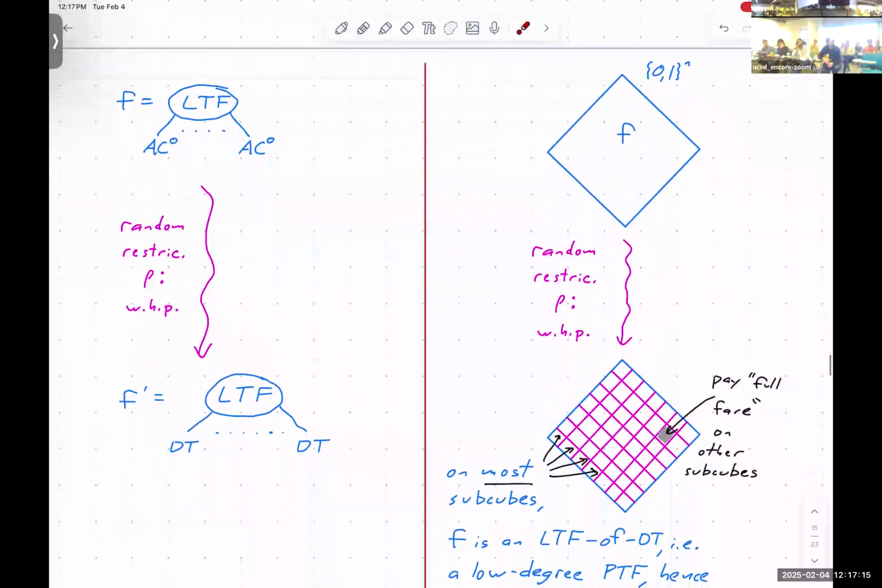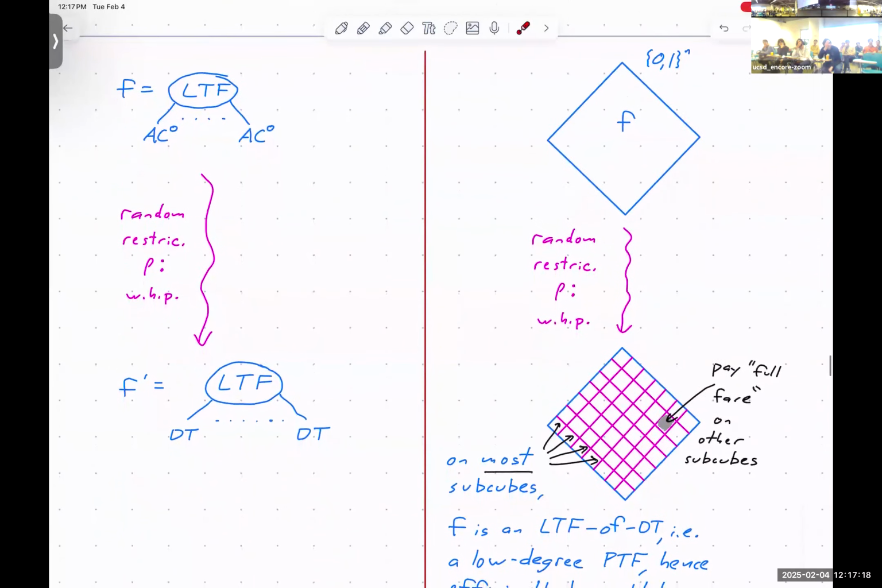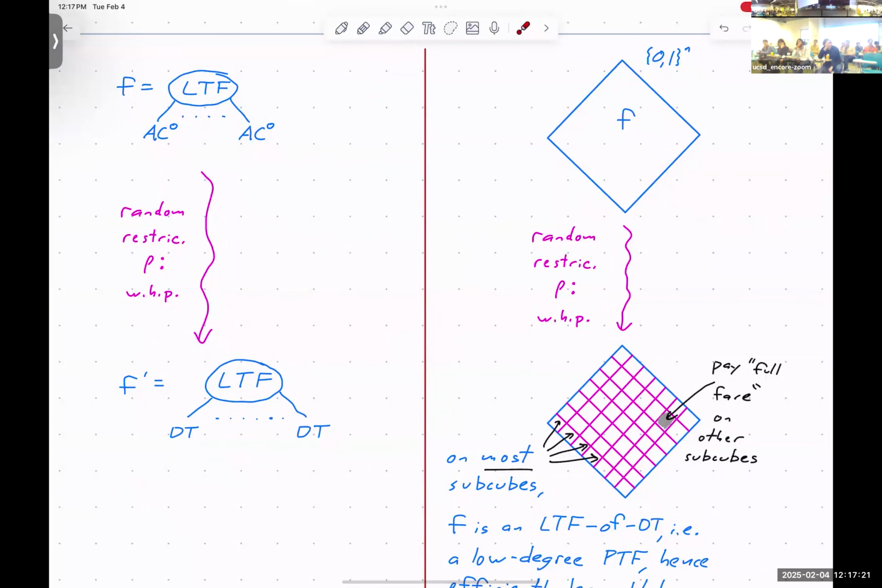So please do not look at the right-hand side of the slide, look only at the left-hand side for now. What's going on? Let's say you're starting with an LTF of AC0, so you're feeding a bunch of AC0 circuits into a linear threshold function. Imagine you hit it with a random restriction. What does the switching lemma tell us happens? With very high probability, each of these AC0 circuits collapses to a shallow decision tree. So my overall function becomes a linear threshold function of decision trees. In other words, this is a low degree PTF, because decision trees are low degree polynomials, and I'm taking a linear threshold of low degree polynomials.